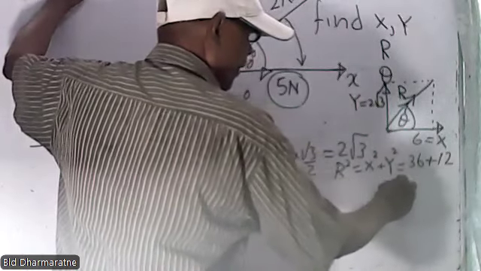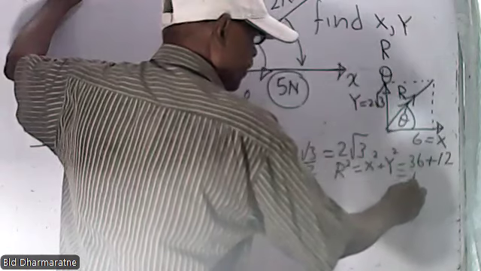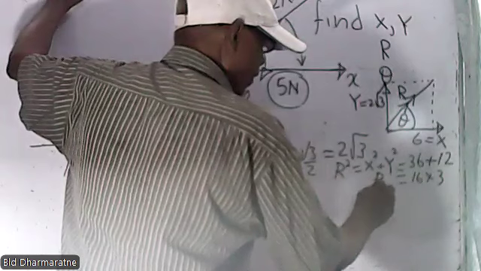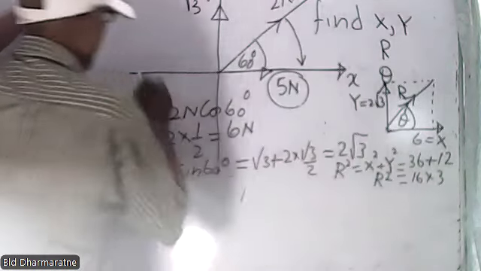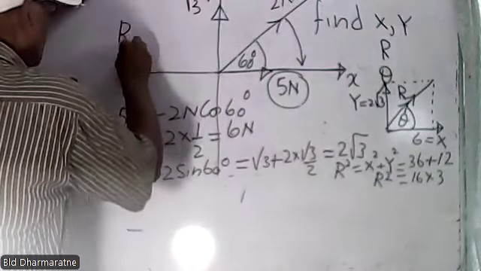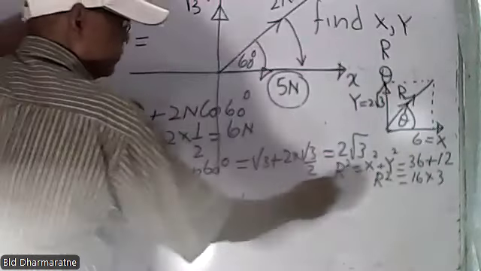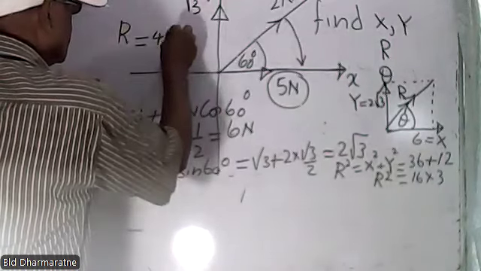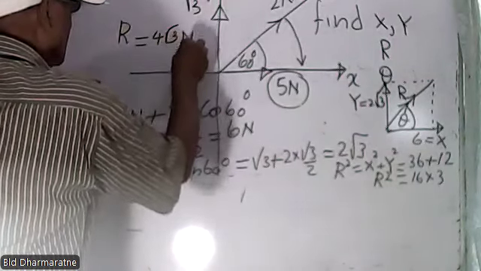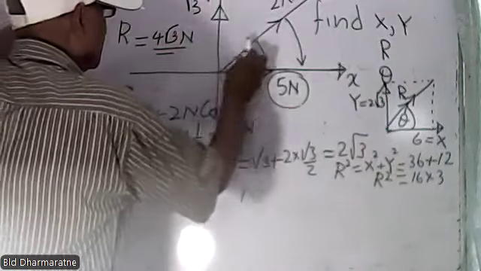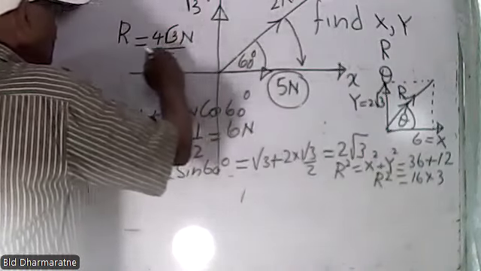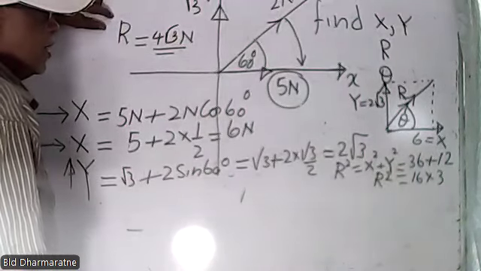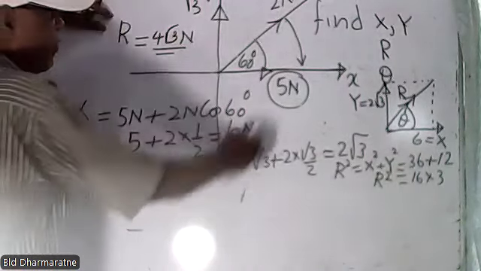Altogether, 48. 48 can be written as 16 into 3. R squared equals 16 into 3. Then R equals the square root, 4 root 3. This is in meters. Instead of the 3 forces, we are getting 4 root 3 as the resultant. This is the resultant force of the system of these forces.